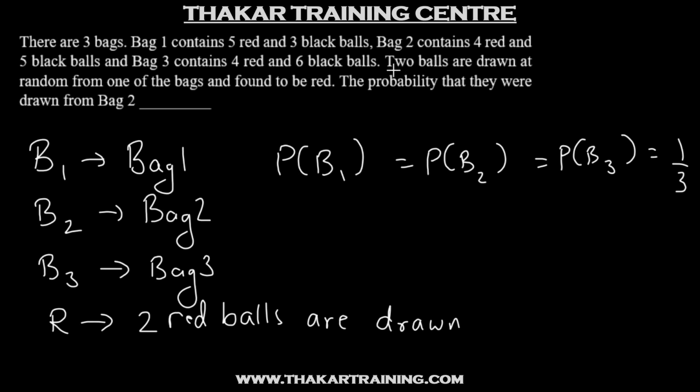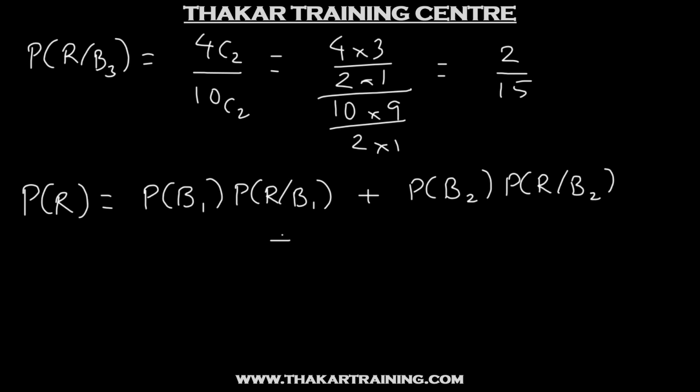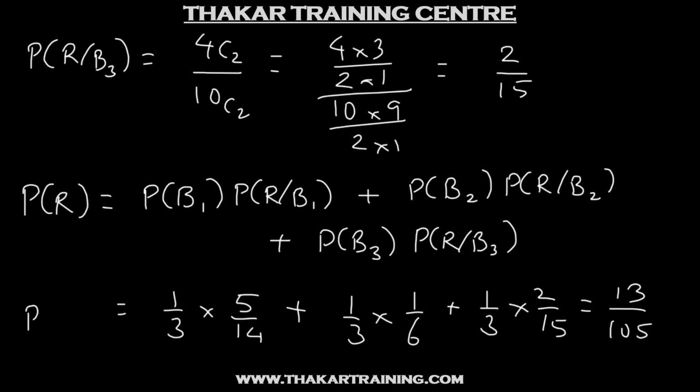So we now have all the probabilities. So let's first find out what are the probabilities that the two balls drawn are red. Alright. So P of R. What is the probability that the two balls being drawn are red? So P of R is going to be nothing but probability that the balls are drawn from bag 1 and the balls drawn are red. So this is how we will find out the total probability that the two balls which are drawn are red. So this will be 1 by 3 into 5 by 14. So this is the probability that the two balls being drawn are red.